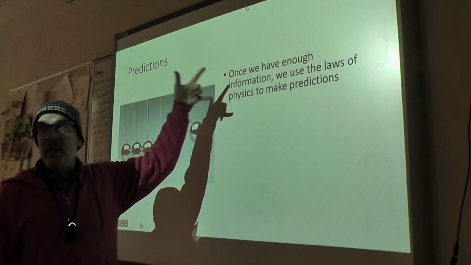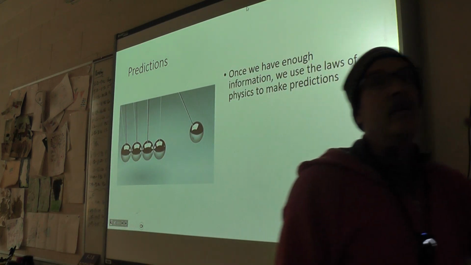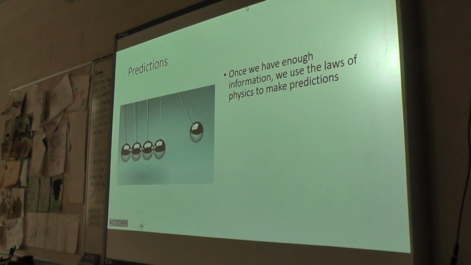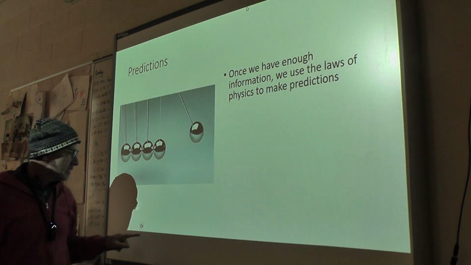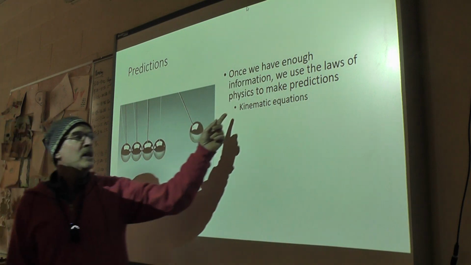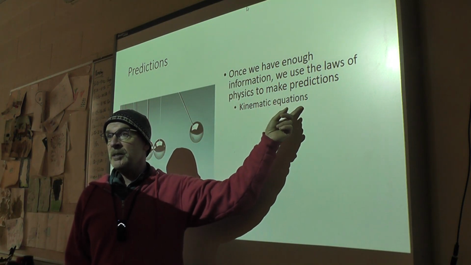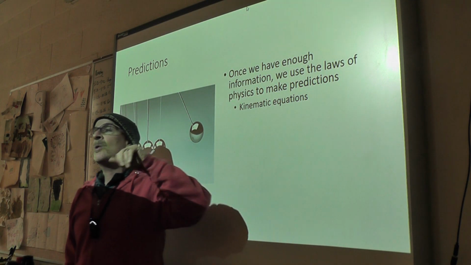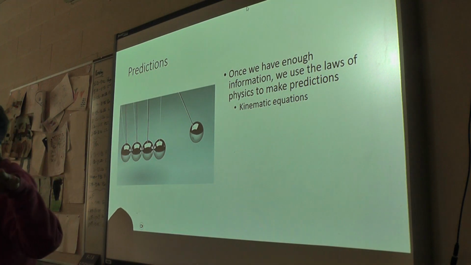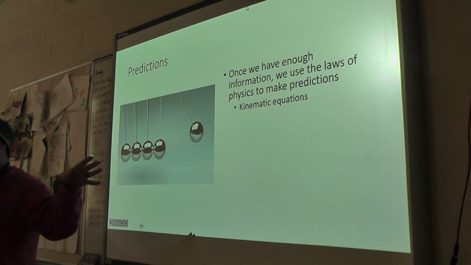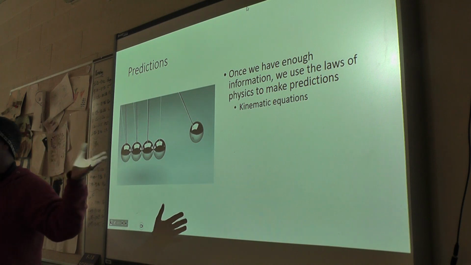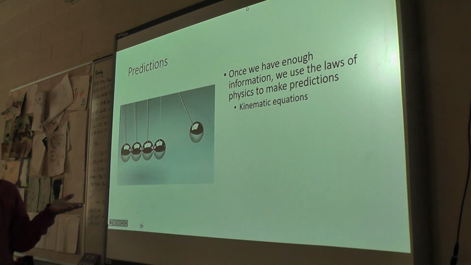The information that we get with our measurements, givens, and constants is then used to make predictions. And that's where the laws of physics come in. The laws of physics say things like, if we know that an object is accelerating at a constant rate, then we know that its final position in any one dimension is going to be related to its initial position, its initial speed, its acceleration, and the amount of time it's going to be moving. That's one of our kinematic equations.